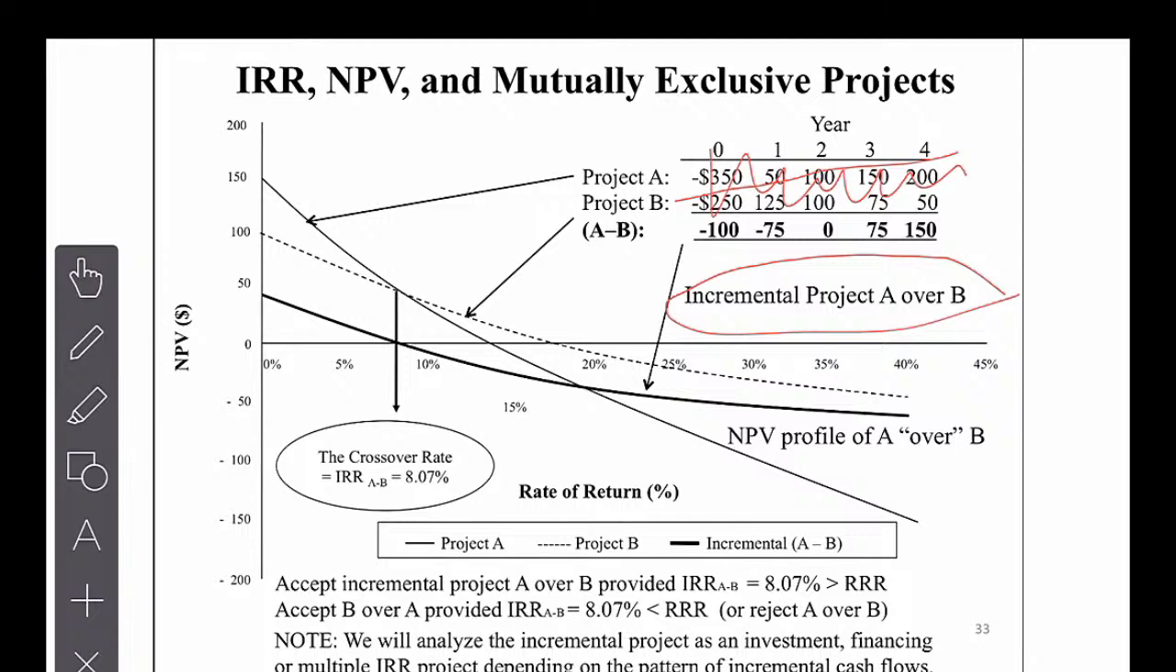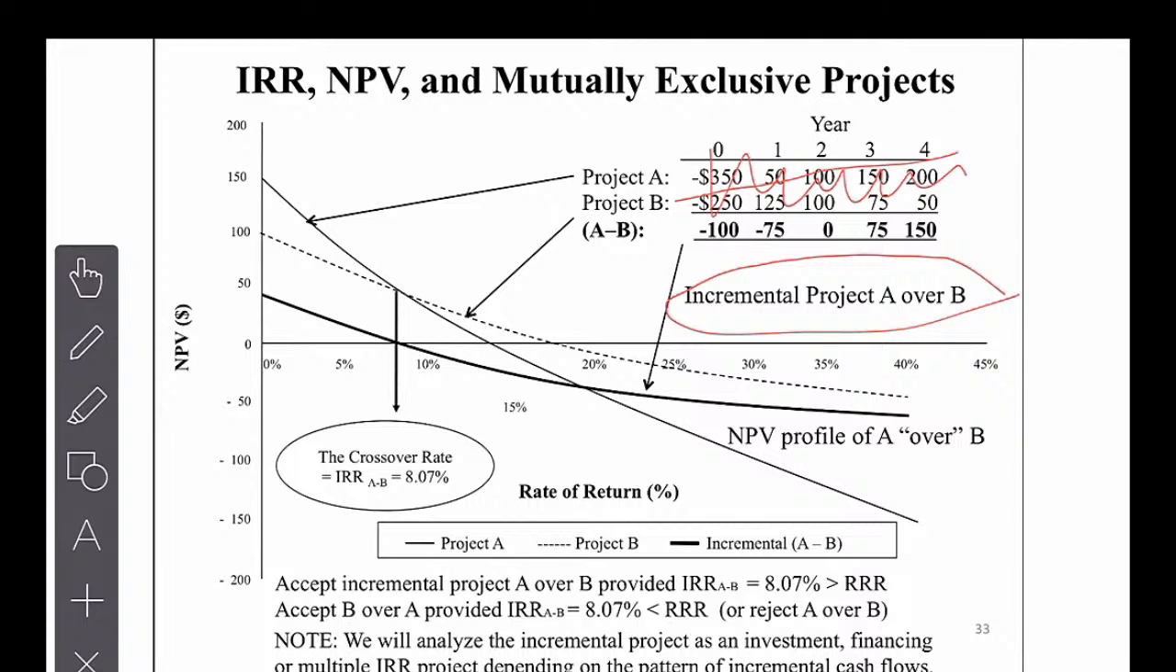And now I analyze just these cash flows. So I create the NPV profile for project A over B. In this case, I pick the project A over B, meaning I prefer A, as long as the required rate of return is lower. So I interpret it as an investment project, right?